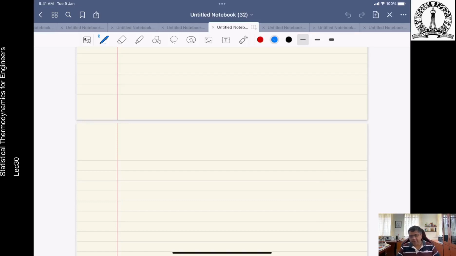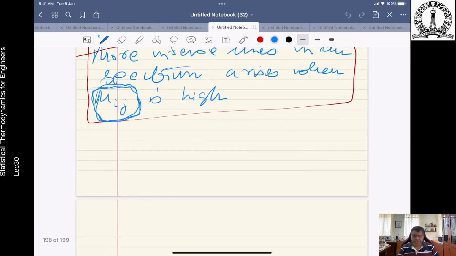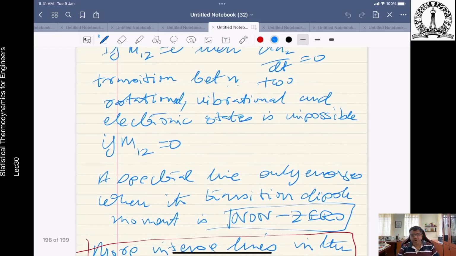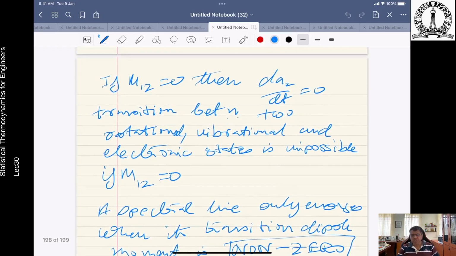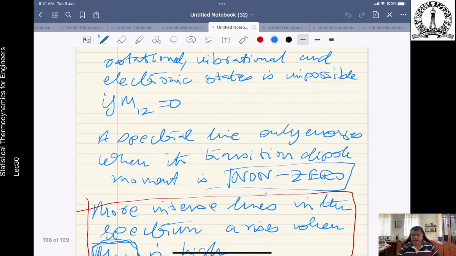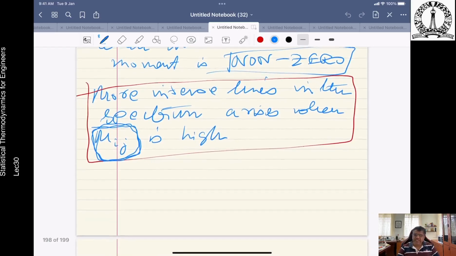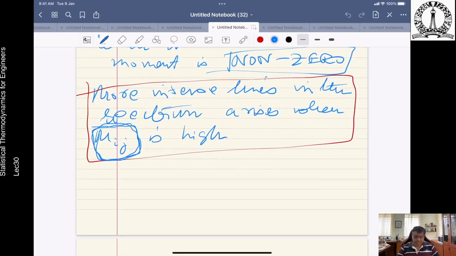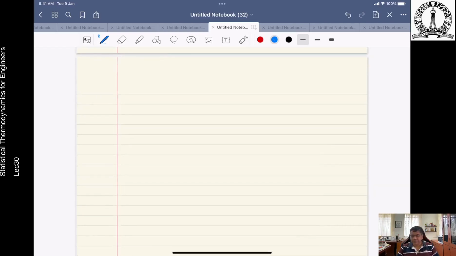So we have already, in the previous lectures, covered what is called a transition dipole moment. We also saw that if M12, the transition dipole moment, is zero, then a transition between two rotational, vibrational, or electronic states is impossible. A spectral line only emerges when its transition dipole moment is non-zero. Usually the more intense lines in the spectrum arise when Mij, the transition dipole moment, is higher. This we already covered in the previous lectures.